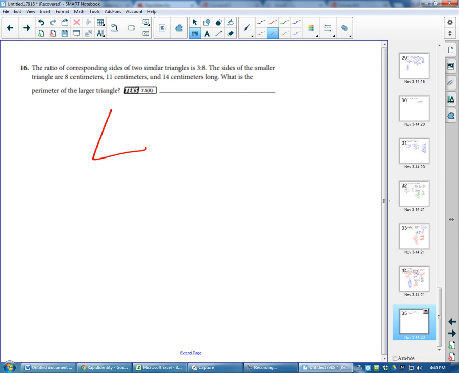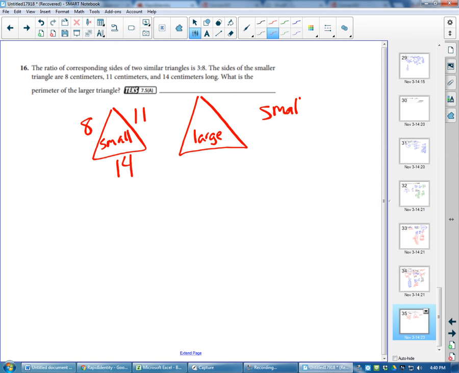Okay, so the ratio of the triangles is 3 to 8. Sides of the smaller one are 8, 11, and 14. What is the perimeter of the larger triangle? So that's the smaller one, so we need a bigger one. So our ratio is 3 to 8, and then equals 16.